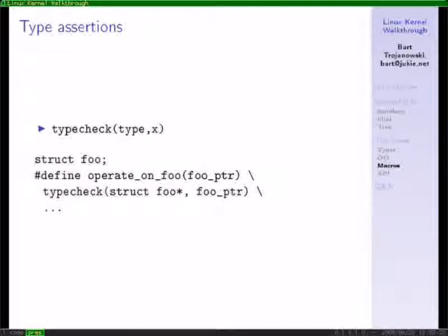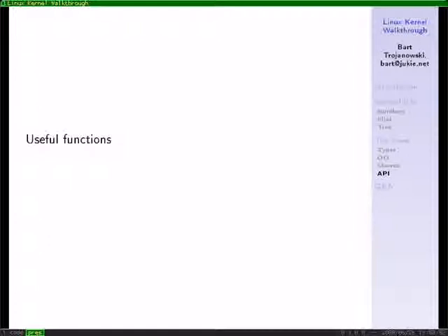And if you want to make sure that the argument that you're passing as a pointer to foo to this particular macro is of the right type, you can use type check. And it uses some really cool trickery, which I won't get into. We can look at the code later, which makes GCC generate a warning if this is not true.